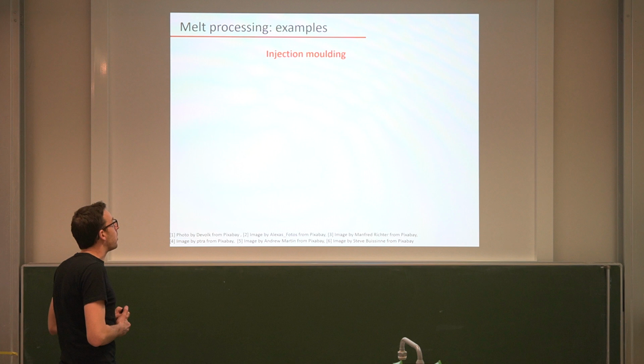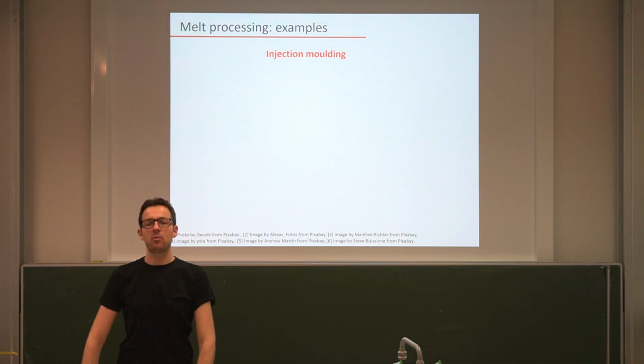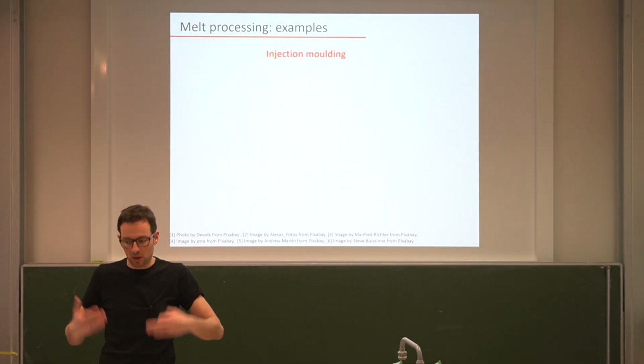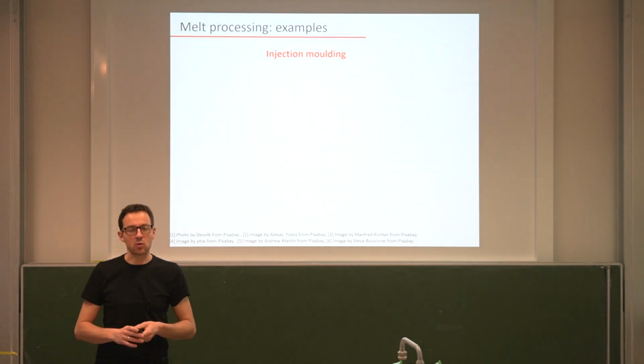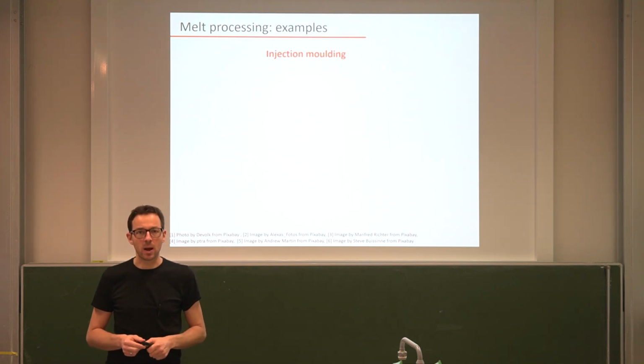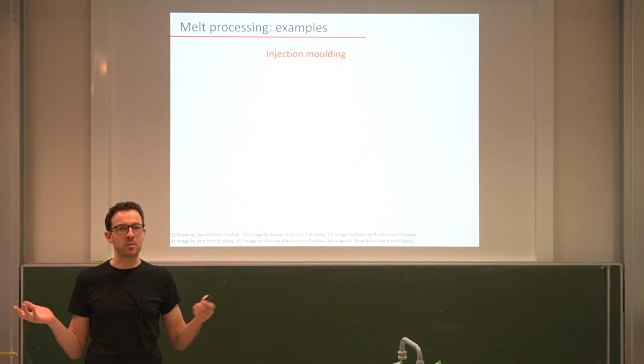Okay, injection molding. This is probably the most widely applied type of polymer processing, and I'm not sure if you're familiar with the process, but I'll give you a couple of examples of what can be done by injection molding. And before I do so, I again invite you to think about what can be molded with a polymer. Well, and the answer is pretty much everything.